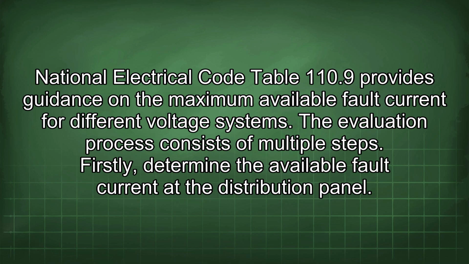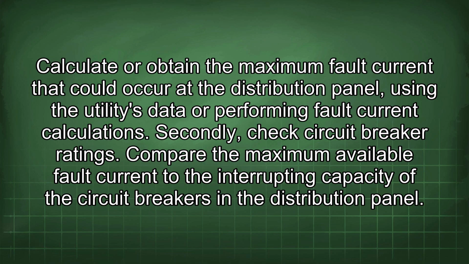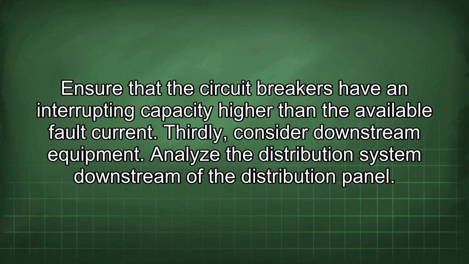Firstly, determine the available fault current at the distribution panel. Calculate or obtain the maximum fault current that could occur at the distribution panel using the utility's data or performing fault current calculations. Secondly, check circuit breaker ratings. Compare the maximum available fault current to the interrupting capacity of the circuit breakers in the distribution panel. Ensure that the circuit breakers have an interrupting capacity higher than the available fault current.